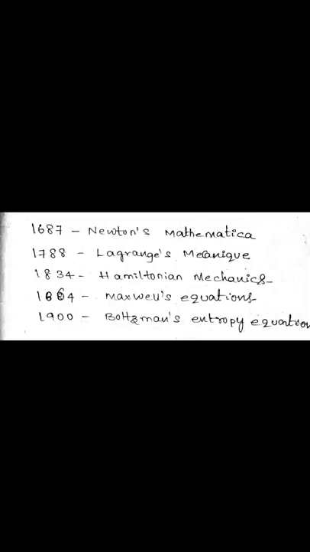But in the 1920s, classical mechanics was replaced by quantum mechanics. For example, in 1687 Newton's mathematical laws were available, in 1788 Lagrange's mechanics was developed, in 1834 Hamiltonian mechanics was developed, in 1864 Maxwell's equations were prepared, and in 1900 Boltzmann's entropy equations were released. But in the 1920s, classical mechanics was replaced by quantum mechanics. The word quantum means the smallest possible amount of something.